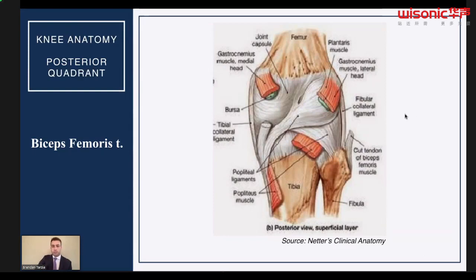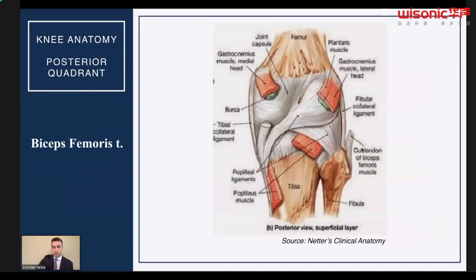Depending on how you want to do it, you can add this to your lateral quadrant view with ultrasound as well, just a little bit more posterior when you're taking a look. But you can also see the biceps femoris tendon in this posterior view, and this is going to be a nice view to take a look at.